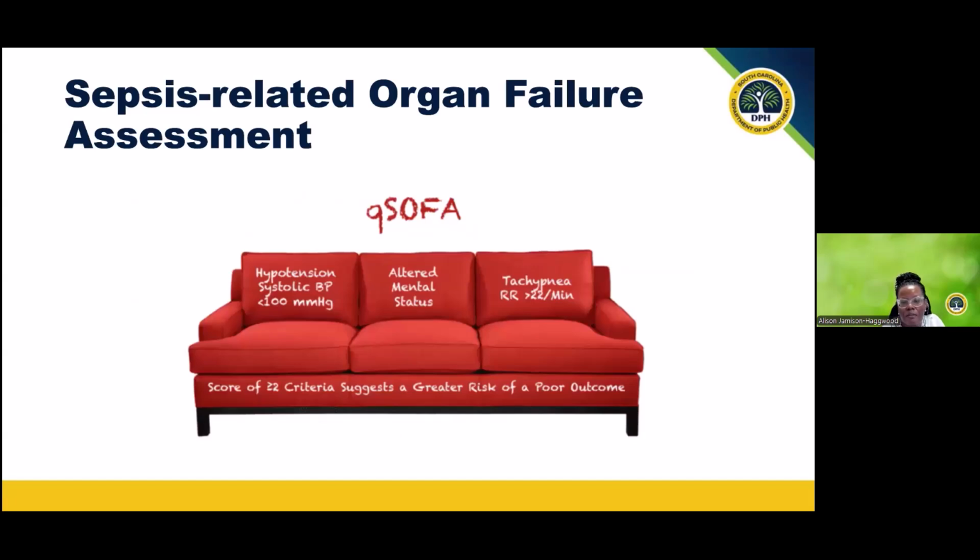So qSOFA. So qSOFA is quick sequential organ failure assessment. And it's a bedside prompt that may identify patients with suspected infection who are at greater risk for poor outcomes. It uses 3 criteria, assigning 1 point for low blood pressure, high respiratory rate, or altered mental status. And so the scores range from 0 for normal, or greater than or equal to 2 would suggest a high risk of poor outcomes in patients with suspected infection.